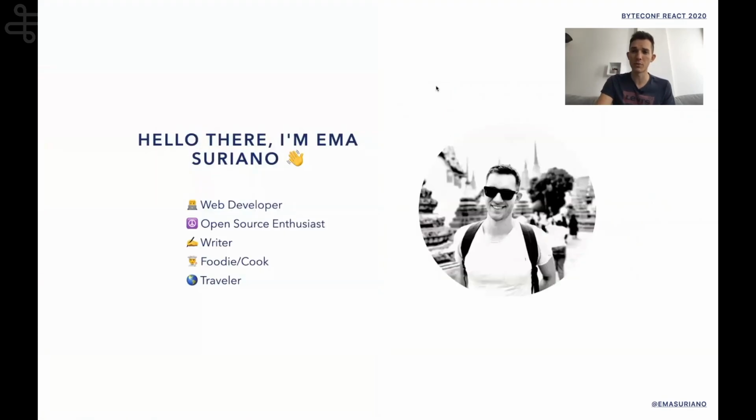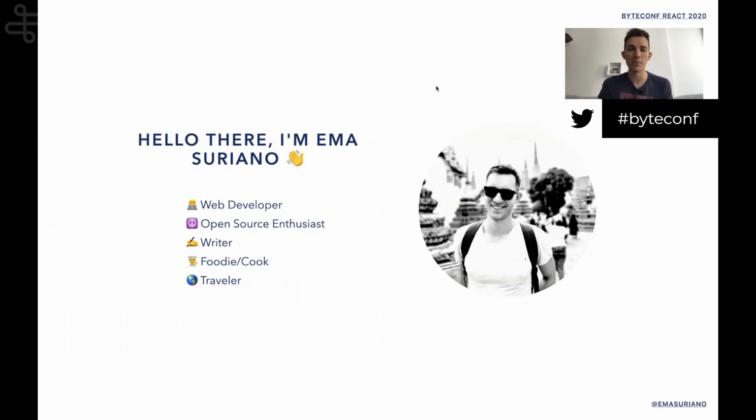But first, let me introduce myself. Hello there, my name is Emmanuel Suriano, but I like people to call me Emma because it's my nickname. I'm a web developer. I'm also an open source enthusiast. I do a lot of open source. I have my own projects, and I also contribute to a few of them when I have some free time.